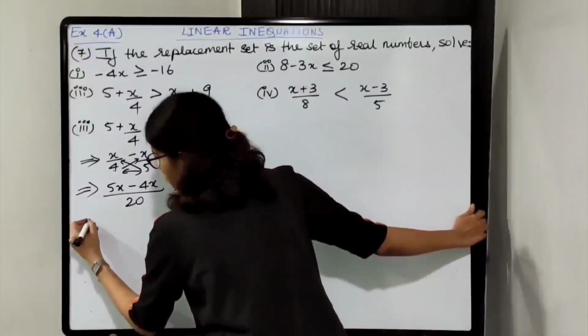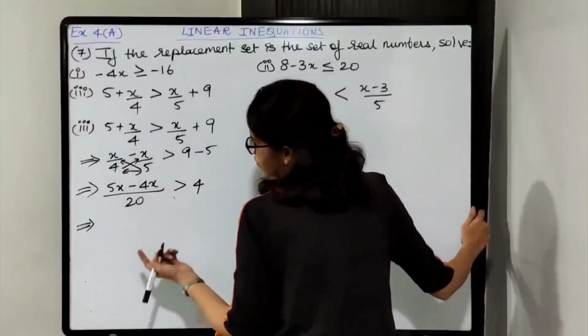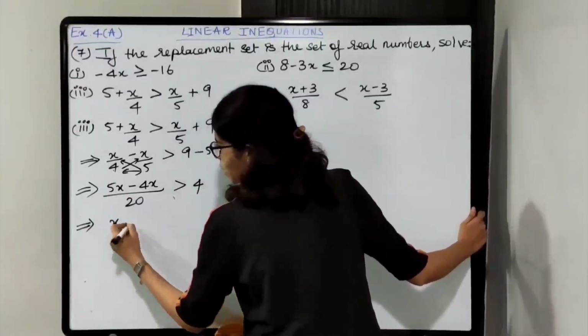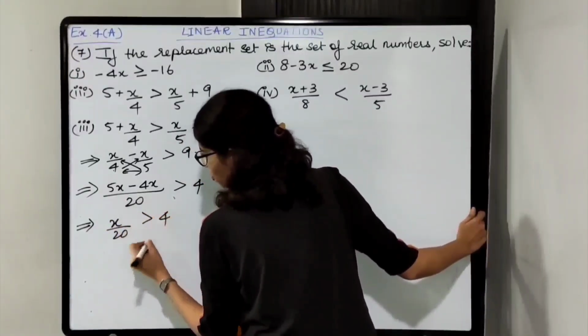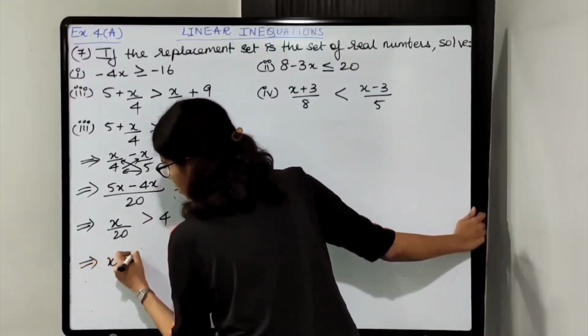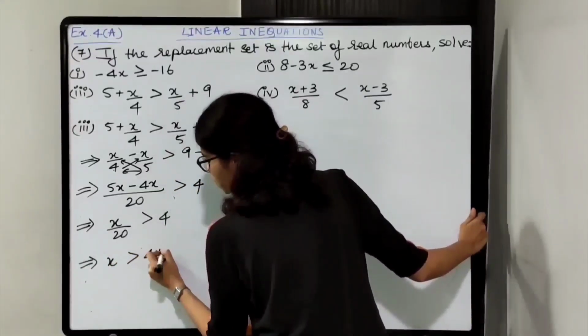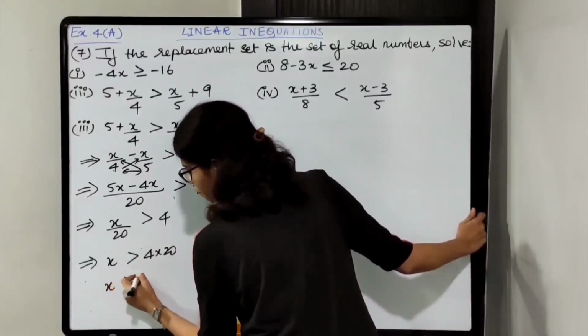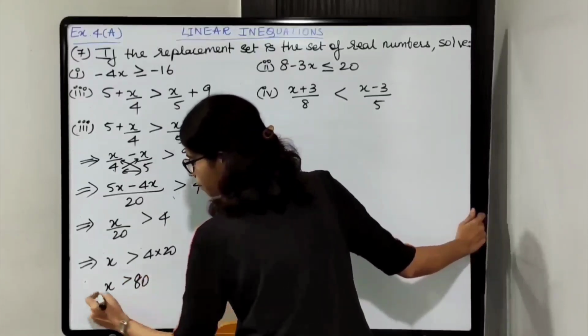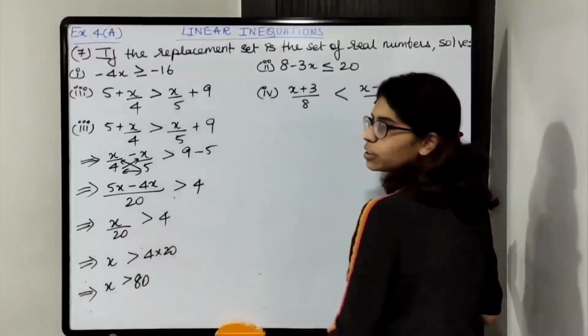So 5x minus 4x, 1x, that is x हो जाएगा. X upon 20 is greater than 4. So x is greater than 4 into 20, that is 80. है ना? So we got the condition.